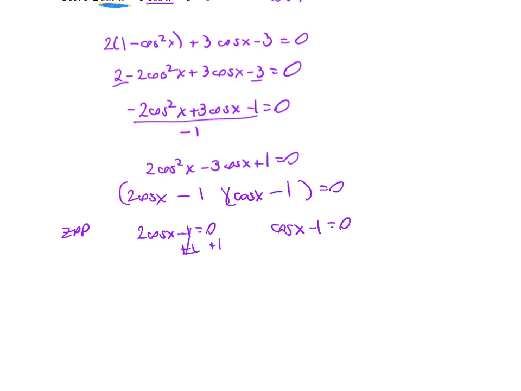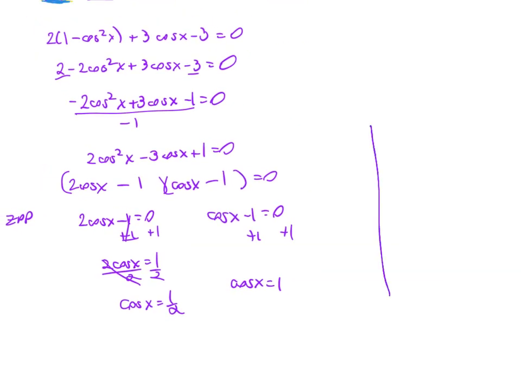So solve. So 2 cosine of x equals 1, divided by 2. So when does cosine of x equal a half? Then on this side, when does cosine of x equal 1? So we take a look at that. So x equals positive 1 here, and it equals a half in this quadrant and this quadrant. So that's at pi over 3 and 5 pi over 3.